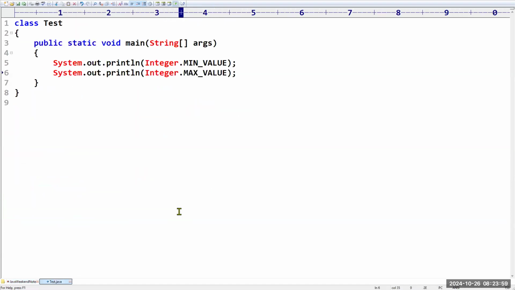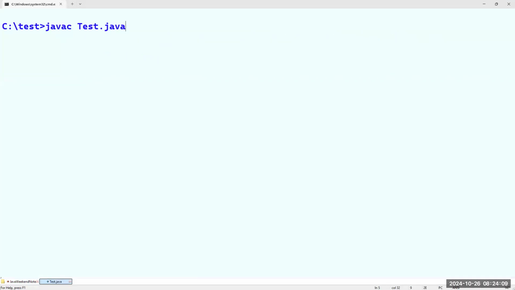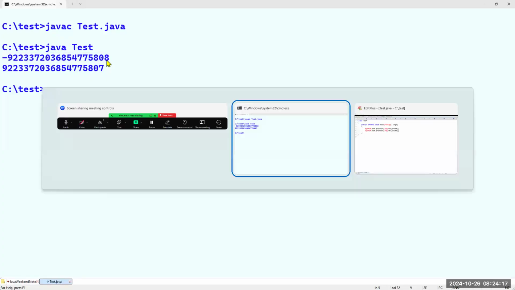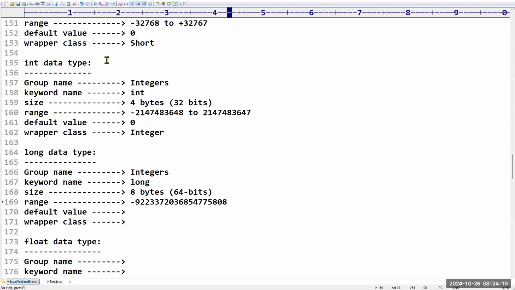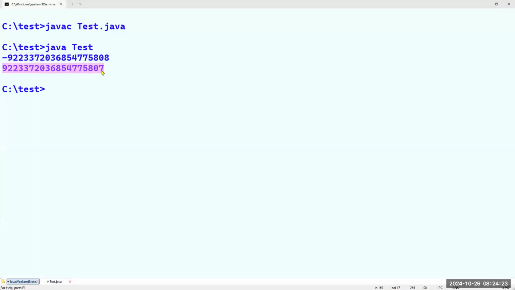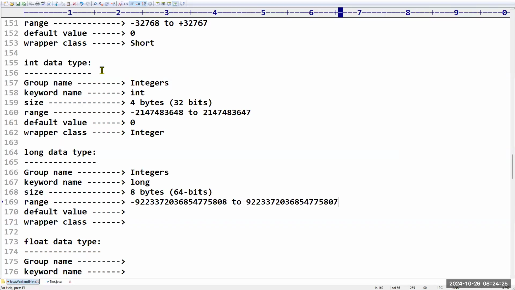What about range? We have to type like Long.MIN_VALUE and Long.MAX_VALUE. Let us calculate and check what is the minimum value and maximum value that you are going to get. Have you observed how big a number we are going to get here? So this is the minimum value and this is the maximum value.